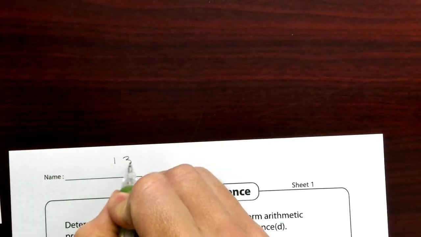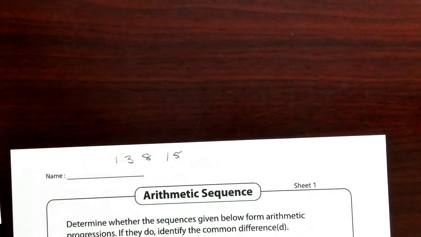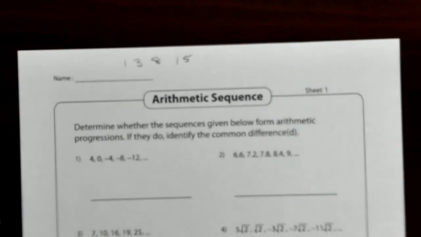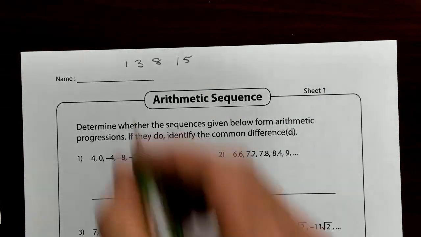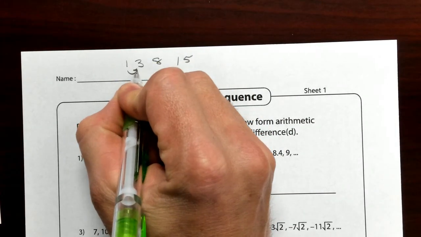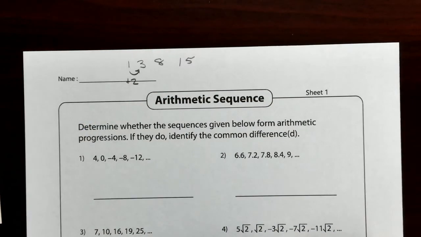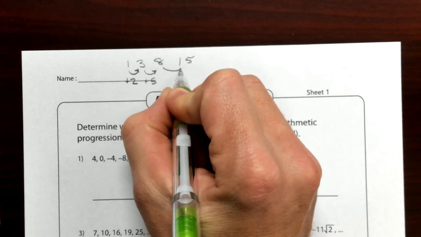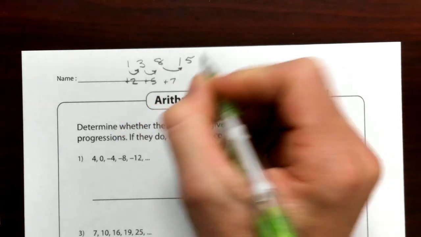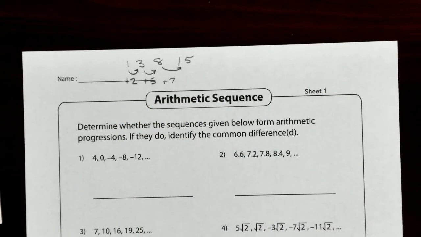So let me say, for example, this is not an arithmetic sequence. Why is that? Because to get from 1 to 3, I added 2, but to get from 3 to 8, I added 5, and then to get from 8 to 15, I added 7. So I don't have a common difference. I'm not adding the same thing every time. To have a common difference, you've got to add the same thing every time.